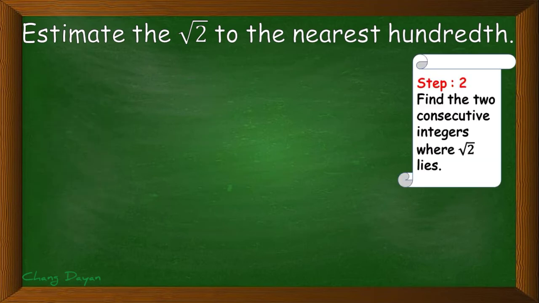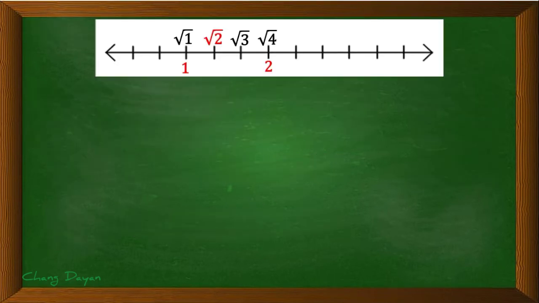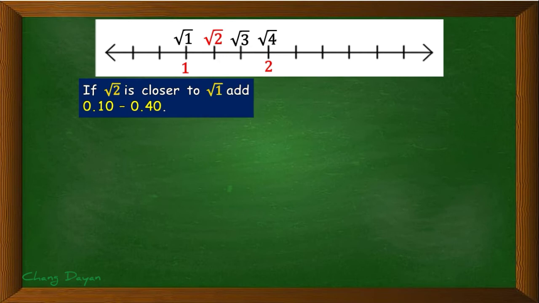Next step. Estimate na natin to. So, we have here 1 and 2. So, katapat ng square root of 1 is 1. Sunod, square root of 2, square root of 3, square root of 4. Obviously, mas malapit si square root of 1 kaysa kay square root of 4. So, if square root of 2 is closer to square root of 1, add 0.10 to 0.40. So, kapag malapit ang square root of 2 kay 1, add tayo ng 0.10 to 0.40 kay 1.